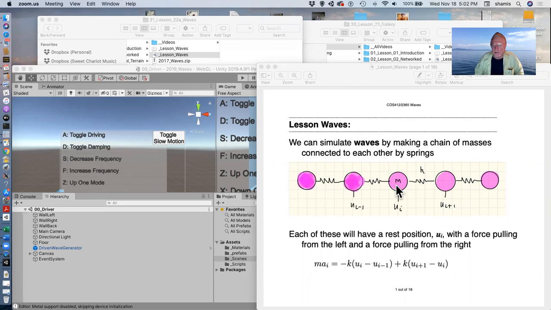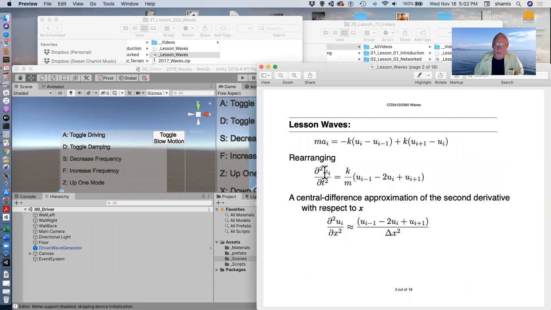And if we look then at one individual mass, the forces acting on it are the spring to the left pulling it one way and the spring to the right pulling it the other way. And so those are the two forces, F equals ma, and we have our second order differential equation. Acceleration is rate of change of velocity, which is rate of change of position. So it's second derivative of position.